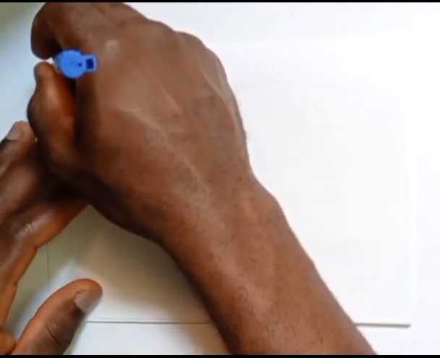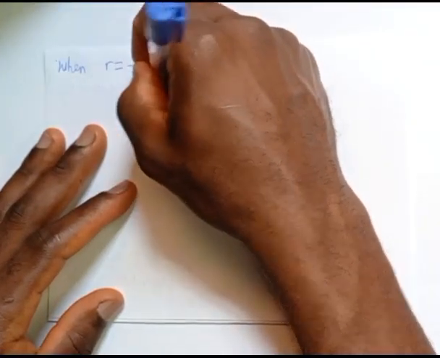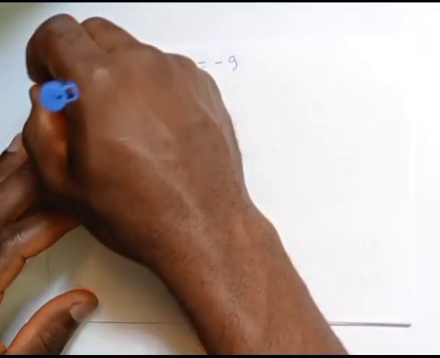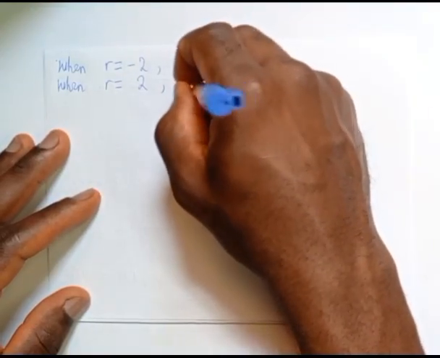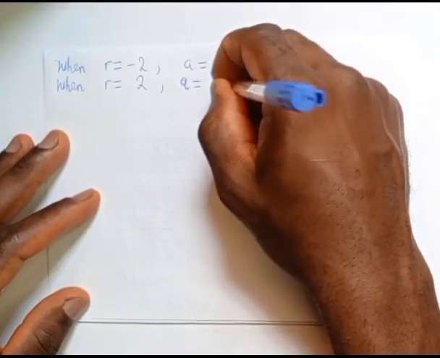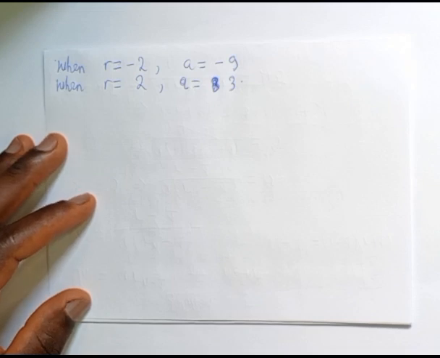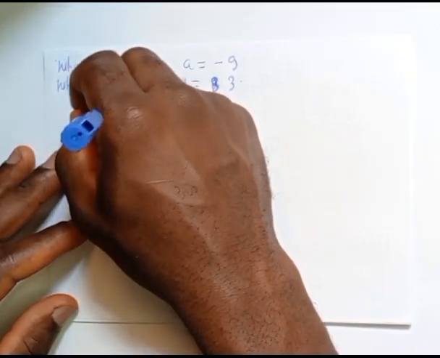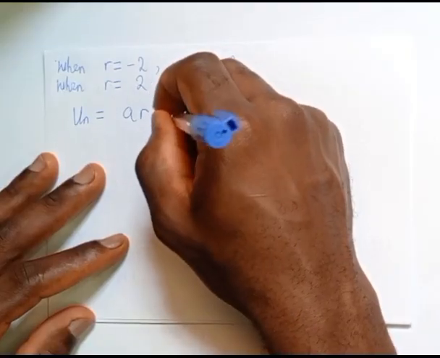Take note of this. When R is equal to negative 2, A is equal to negative 9. When R is equal to 2, A is equal to positive 3. Now we can proceed to find the two possible values of the fifth term. We know the terms of a geometric progression are given by un is equal to a times r raised to the power n minus 1.